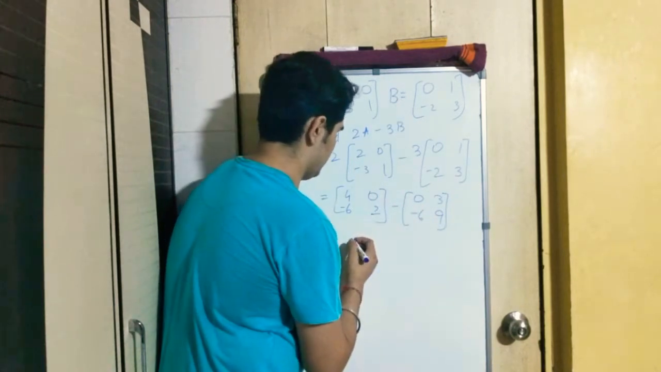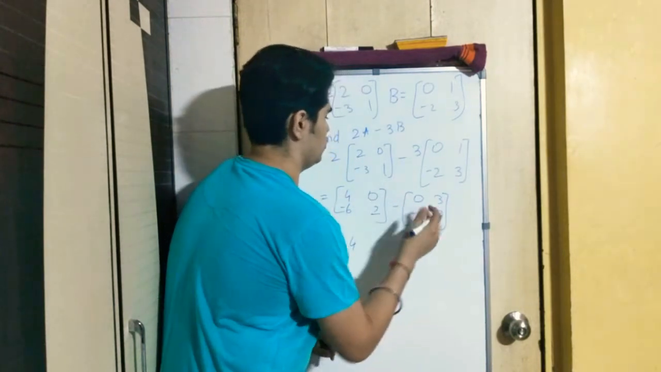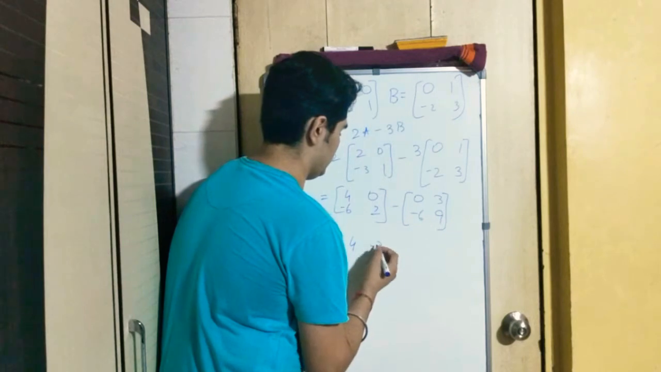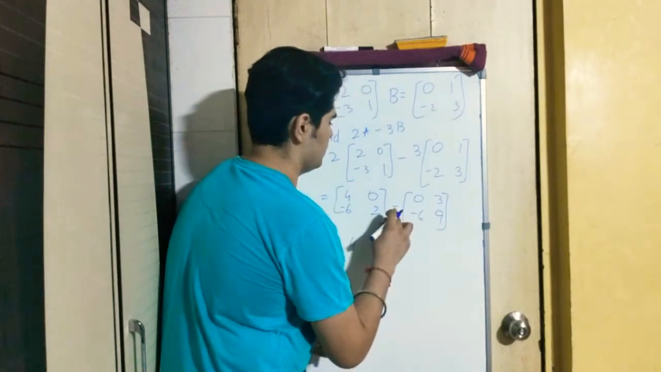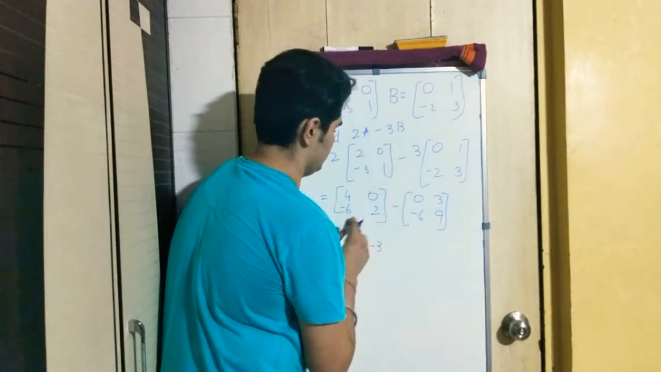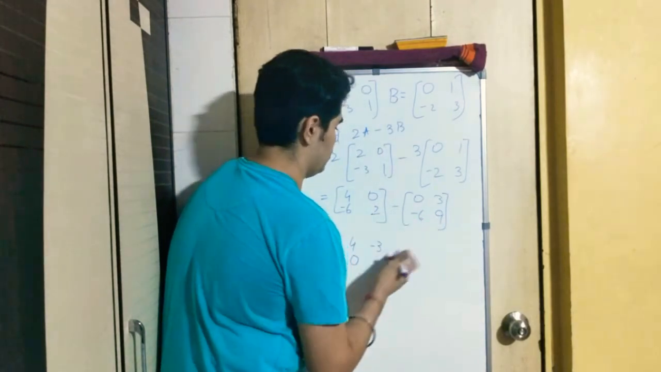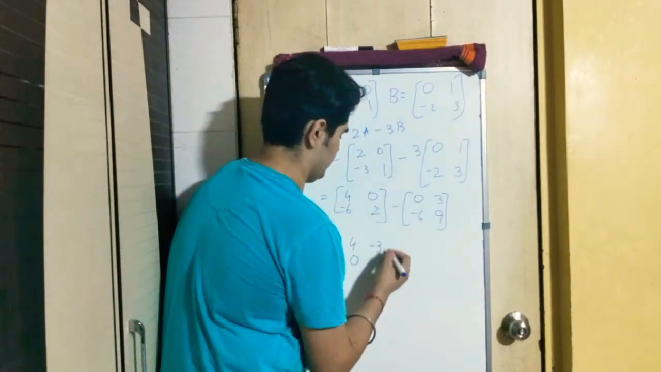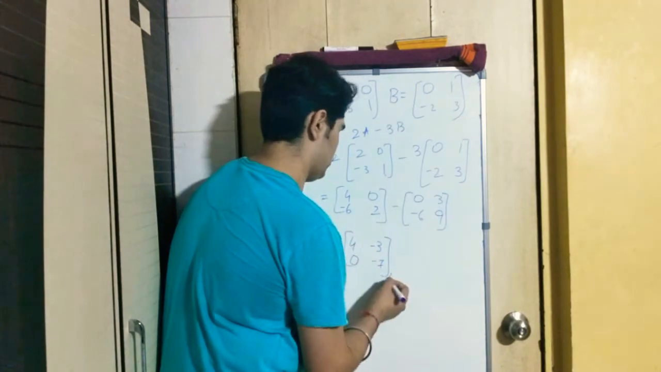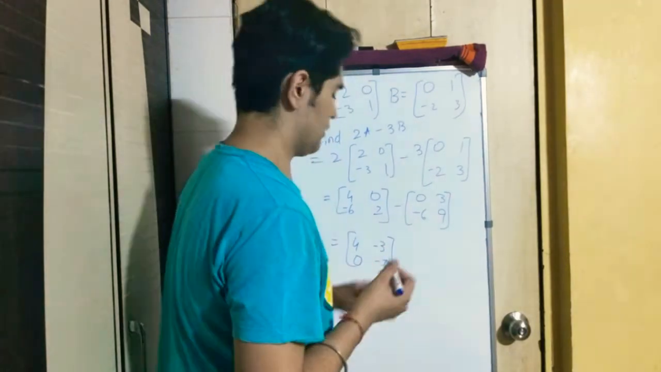4 minus 0 is 4, 0 minus 3 is minus 3, minus 6 plus 6 is 0, 2 minus 9 is minus 7. This is your final answer. You can copy it down.